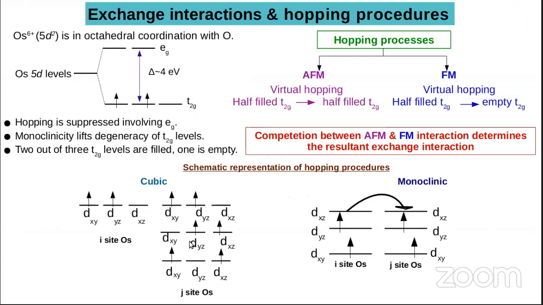So this is for the cubic structure that I have shown, where the t2g orbitals are degenerate, but for monoclinic, due to monoclinicity, these are split into three. If we count the ferromagnetic and antiferromagnetic channels, for antiferromagnetic we are getting 4 channels, whereas for ferromagnetic we are getting only 2 channels between 2 osmium sites. So this actually supports it. Okay, thank you.